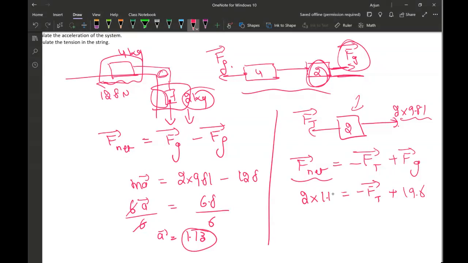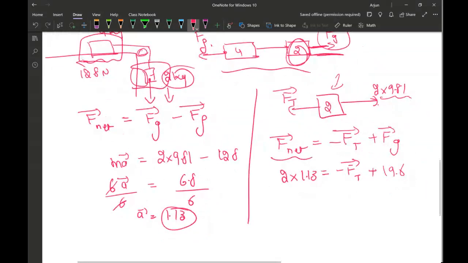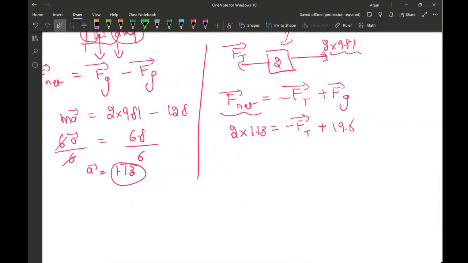I'll take 1.13. I highly recommend, if you want a detailed explanation of this, kindly watch the videos. I posted the video on this topic also. So Ft equals 19.6 minus 2.26, which will come out to be 17.3. And this comes out to be the value.